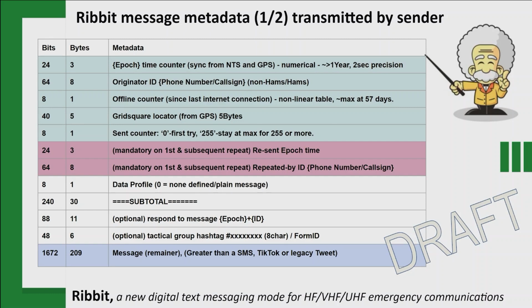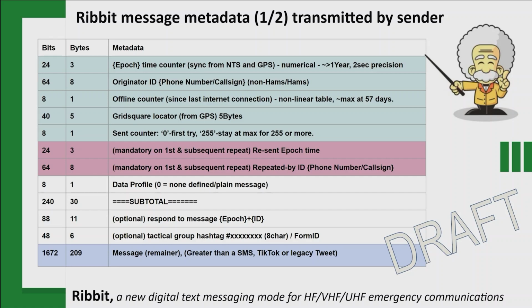So in each message, we're going to have a time counter, which is an epoch that rolls over. It's good enough to roll over after a year, which means that with a 2-second precision, we don't need to go more precise than that because the packets are a little over 1 second. So you could operate a Ribbit network offline for a year. And after that, it's not needed because cell towers are going to be rebuilt faster than that.